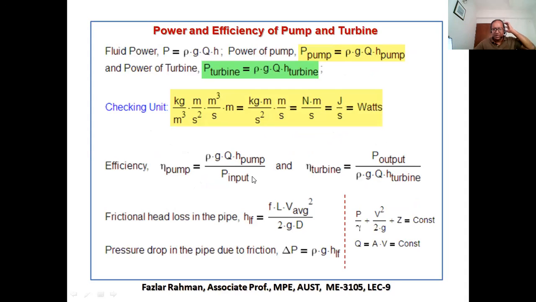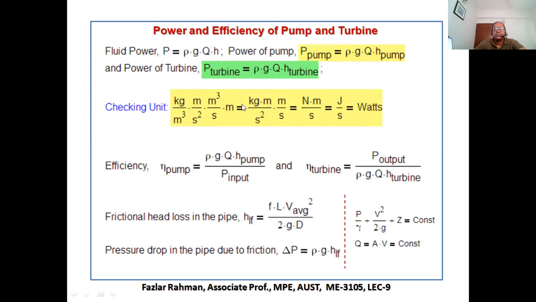Now, I summarize all the formulas over here. What is the power of a pump or turbine? How can we figure it out? Rho G Q H. We will discuss it in both cases.